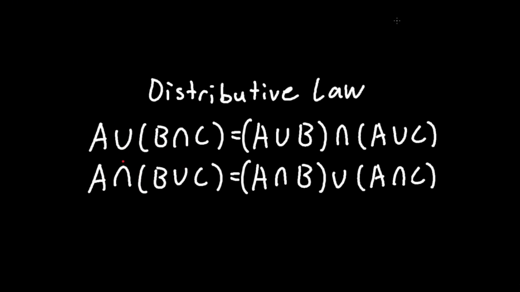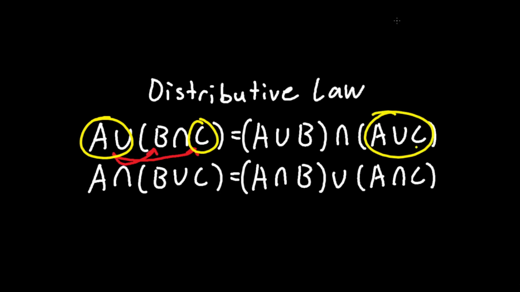And what we can do is distribute this union of A onto B and C. As you can tell, we have union A with B here, and union A with C here. And notice how the intersection is in the center right here.